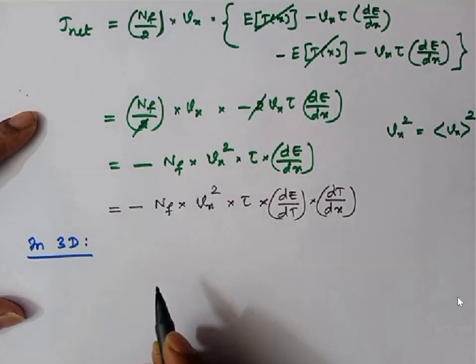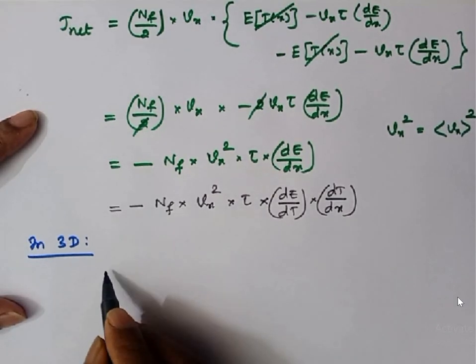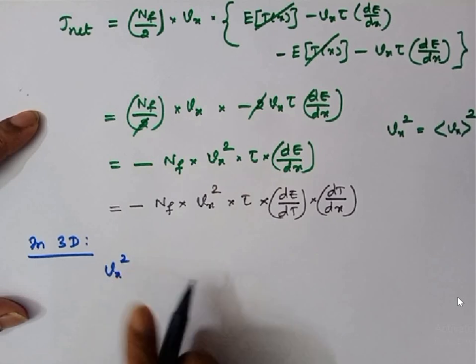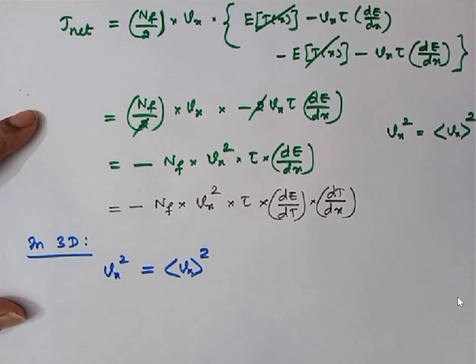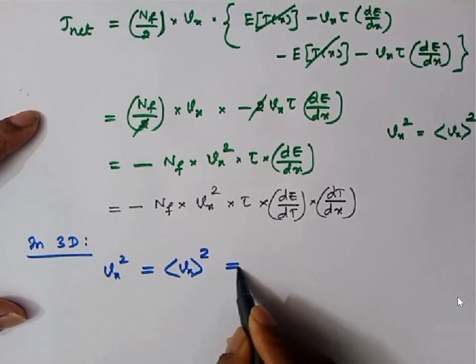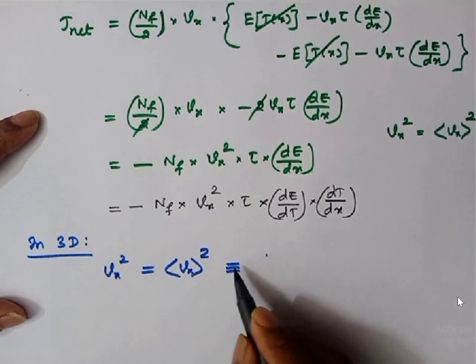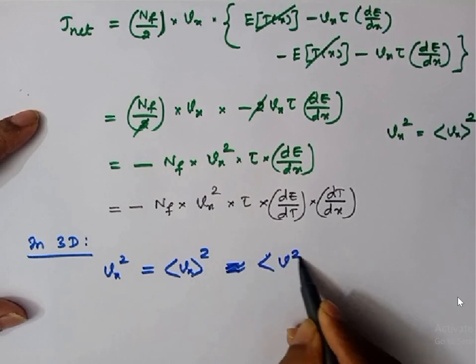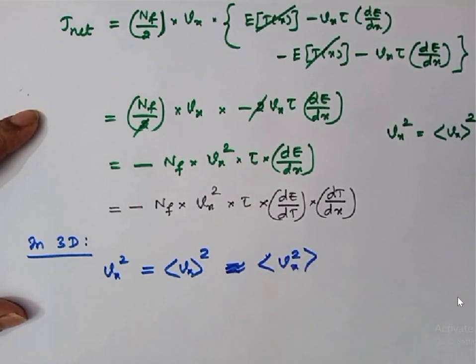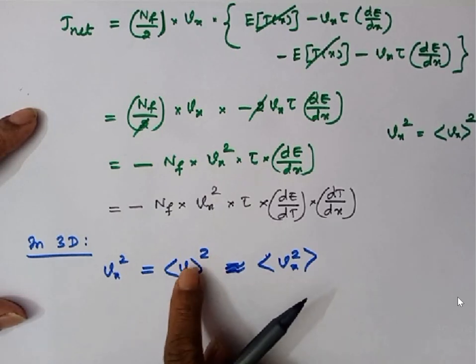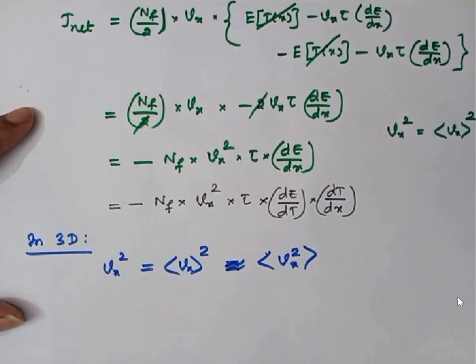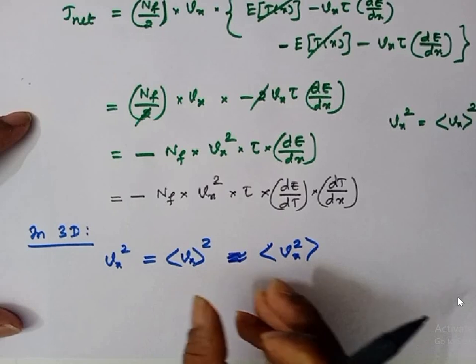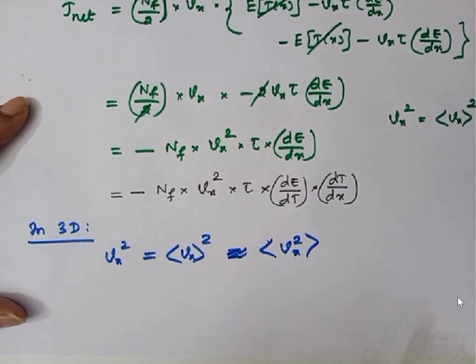before going to that, let me give this point. This is very important. I have told you Vx square is actually the square of the average velocity of the electron. But what Drude assumed is that it is approximately equal to the average of the square velocity. Actually it is the square of the average velocity, but Drude assumed this as the average of the square velocity. Approximately they are equal, but not actually.